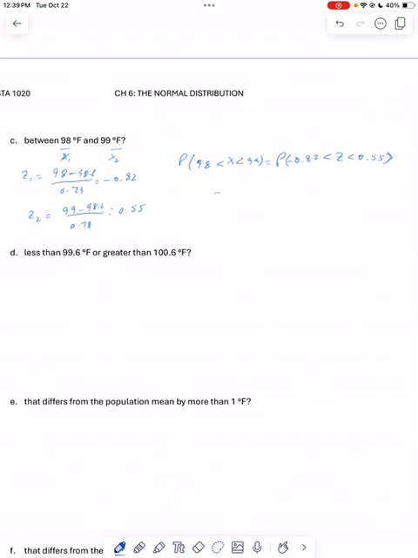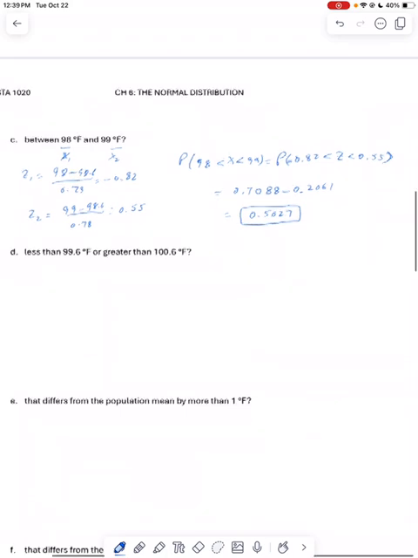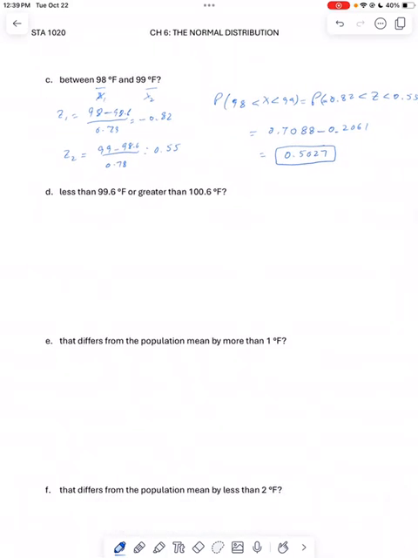So I will look up the bigger one, which is 0.55, and that gives me 0.7088, and minus, look up the negative 0.82, and we get 0.2061, which comes out to be, when we subtract, 0.5027. So that is our answer. That is the probability. Okay, the next one is saying less than this number and more than that number.